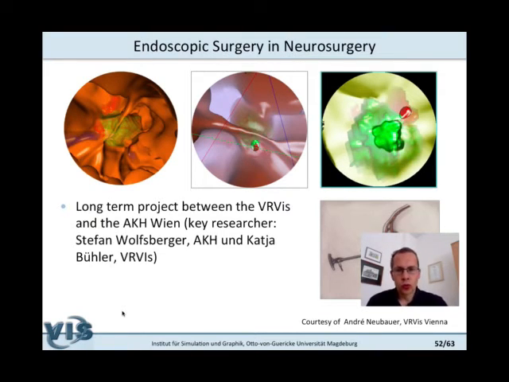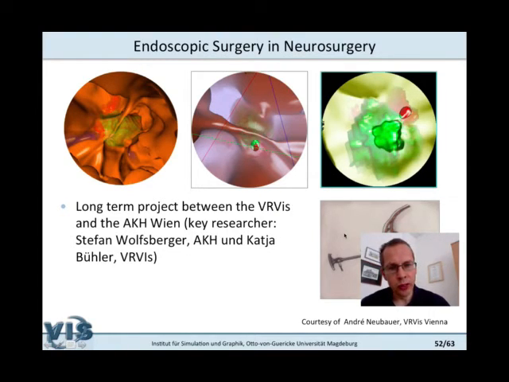I also want to show one further development which I think is quite important, also because it was a long-term development carried out in Vienna, and the two institutions participating here are on the one hand the VRVis Research Center, Virtual Reality and Visualization, and the AKH in Wien, that is the Allgemeine Krankenhaus, the General Hospital, a university level hospital, a very large one, in fact the largest Austrian hospital. Key researchers are Stefan Wolfsberger from the medical side and Katja Bühler from the computer science part.